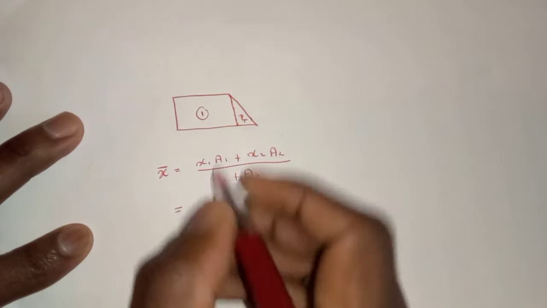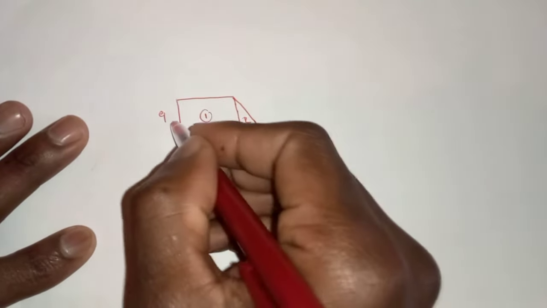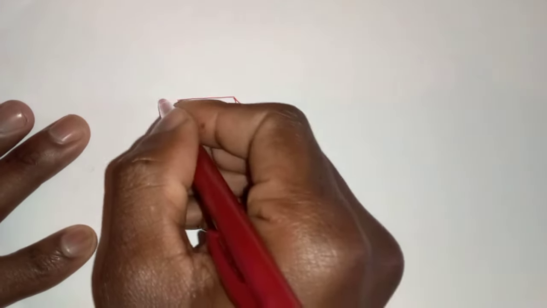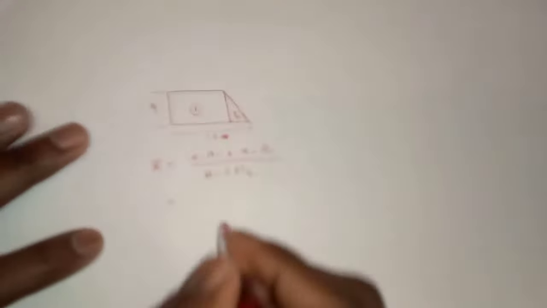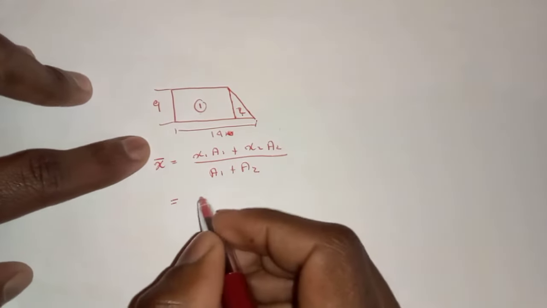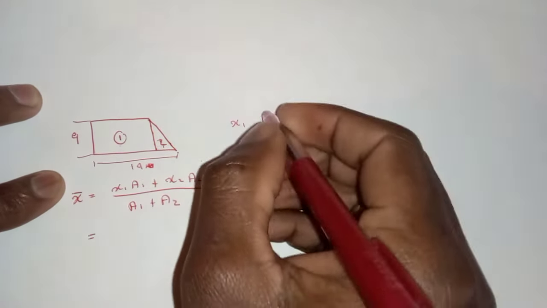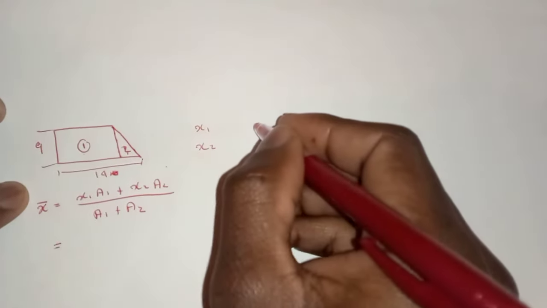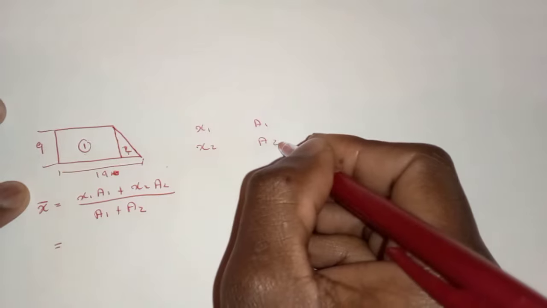This will be like this. Let's give this simple dimensions. Let's say this is 9, and then let's say this is 19. From here to here it's 19 meters. Then from here to here is 9. This is 9. Let's say the x bar for number 1, that's what we want first, and then the x bar for number 2. Then we're going to say area number 1, area number 2.